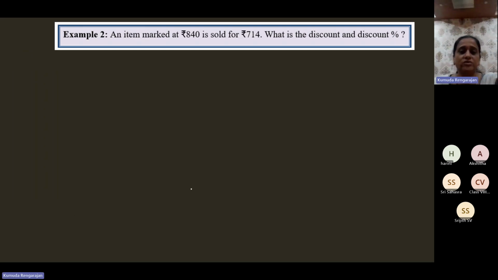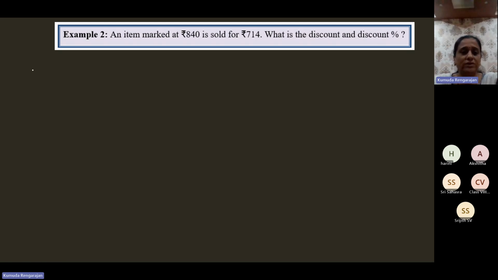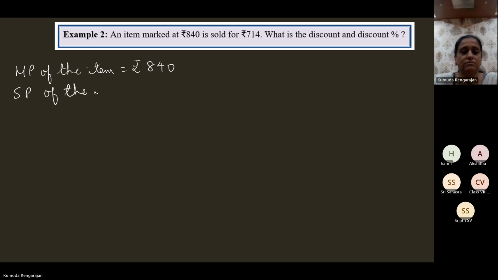Okay. Look at this question. An item marked at 840 rupees. So mark price of the item is equal to rupees 840. Is sold for, meaning selling price. Sold for. So selling price of the item is equal to rupees 714. What is the discount and the discount percent? So we know discount is equal to.